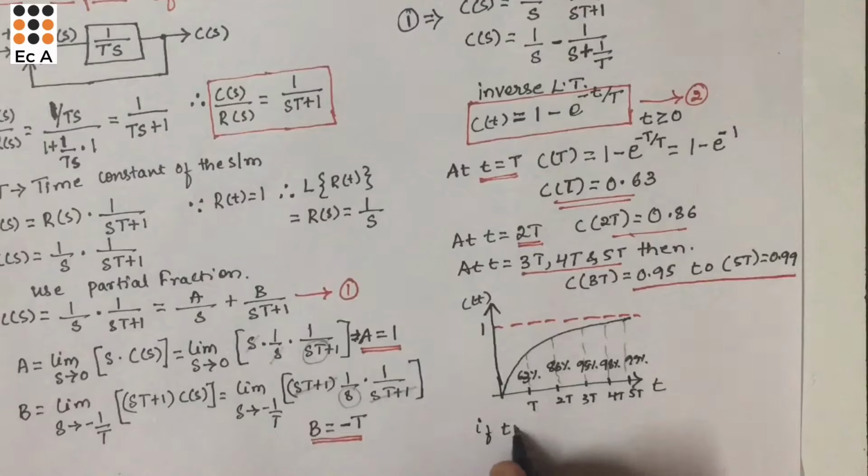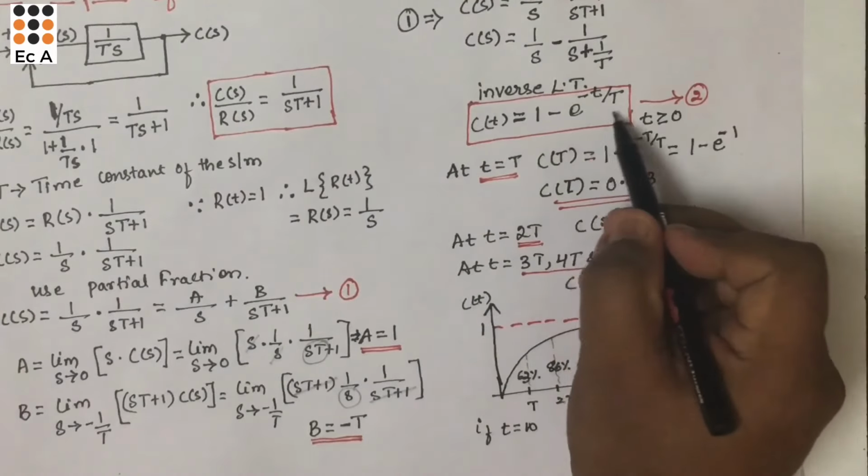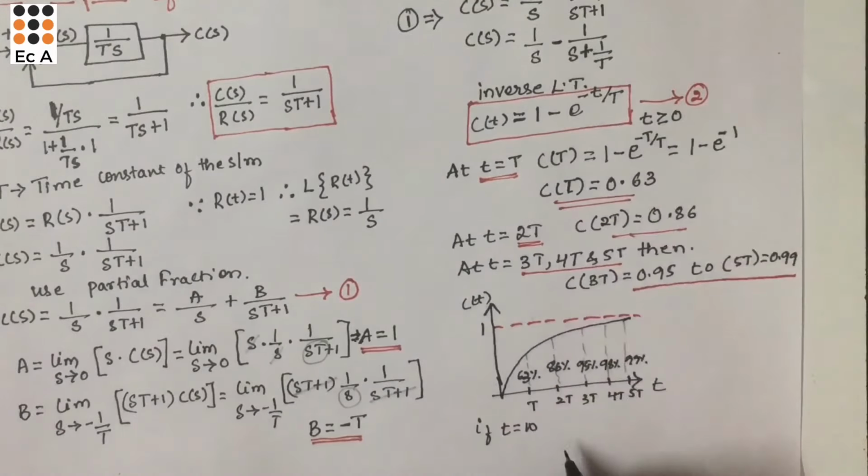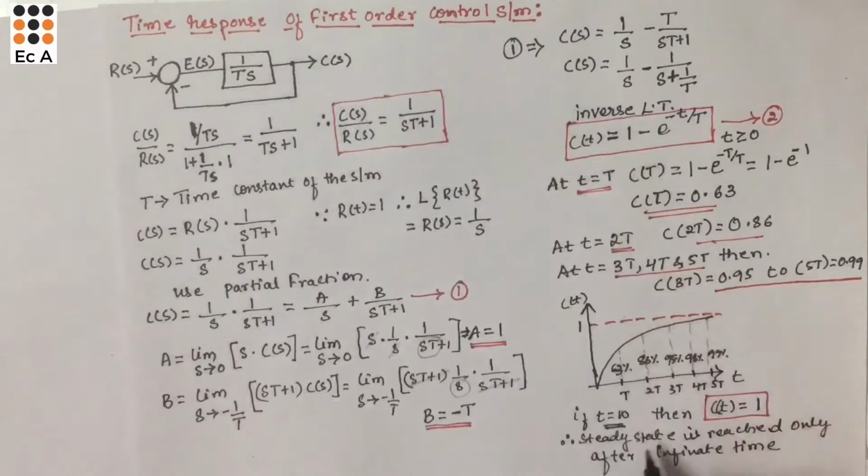If we substitute t equal to infinity in this equation, then we will get c(t) equal to 1. So this is the desired value. So we can say the steady state is reached only when we make time infinity, which means at infinite time the steady state will be reached. So for the first order system, the steady state is reached only after infinite time.